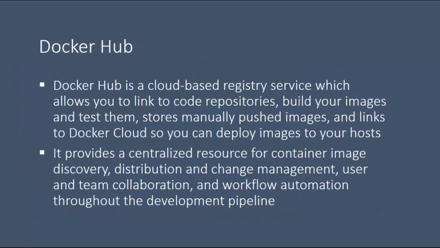Docker Hub, as I mentioned earlier, is a cloud-based registry service which allows you to link to code repositories, build your images, and test them. You can also store and manually push images and link to Docker Cloud so you can deploy images to your hosts. Docker Hub also provides a centralized resource for container image discovery, distribution and change management, user and team collaboration, and of course, workflow automation throughout the development pipeline.